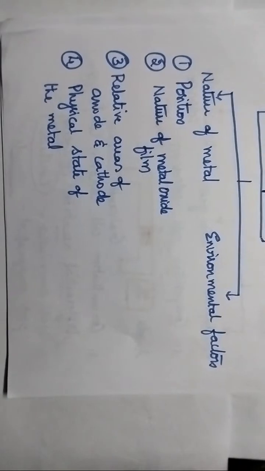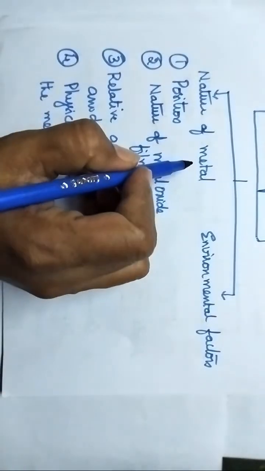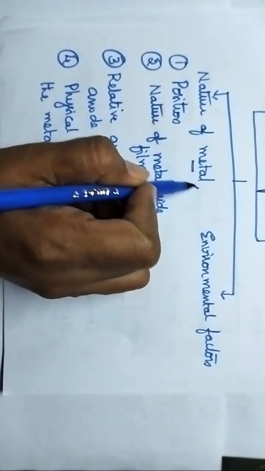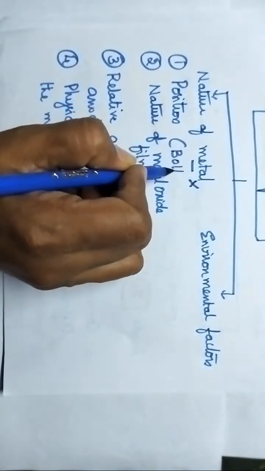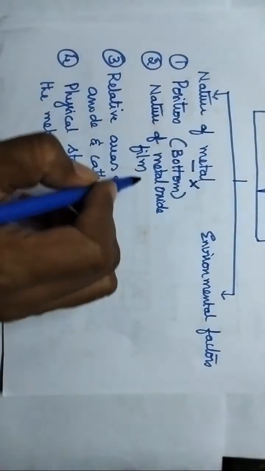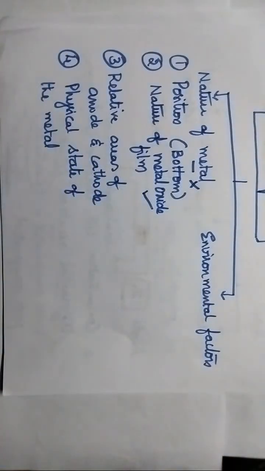So like that, the nature of the metal in turn depends upon the position of the metal in the galvanic series. Whenever we select a metal occupying the top position, that metal undergoes corrosion and hence we have to select the metal from the bottom of the galvanic series. Especially coming to the nature of the metal oxide film, if a metal forms a protective and non-porous metal oxide film, then that metal will be protected from the corrosion.